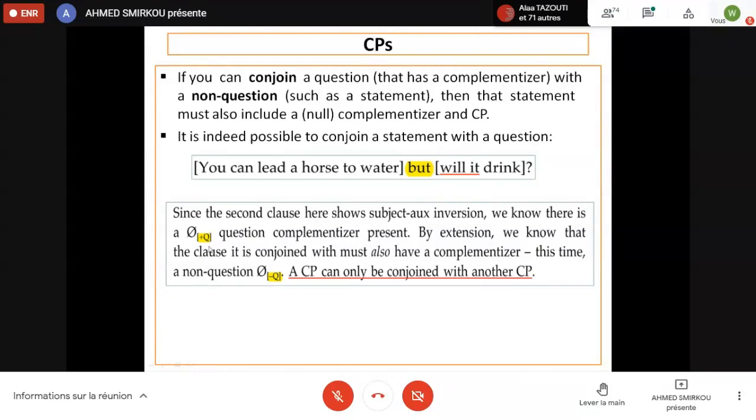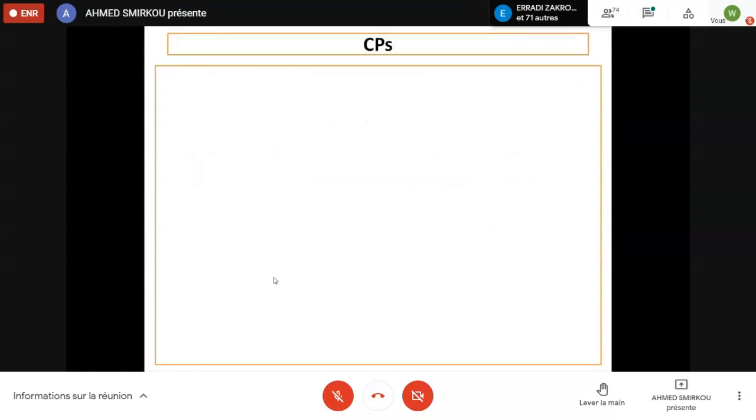Okay? But both of them are similar because both of them have this symbol, empty or null, which is the complementizer. In "will it drink?" there is a complementizer, but it's null. And "you can lead a horse to water" is a statement. It has a complementizer, but it's also null. But "will it drink" is a question. It has plus Q. "You can lead a horse to water" is a statement. It has minus Q. It's not a question. Okay? Here is an example.